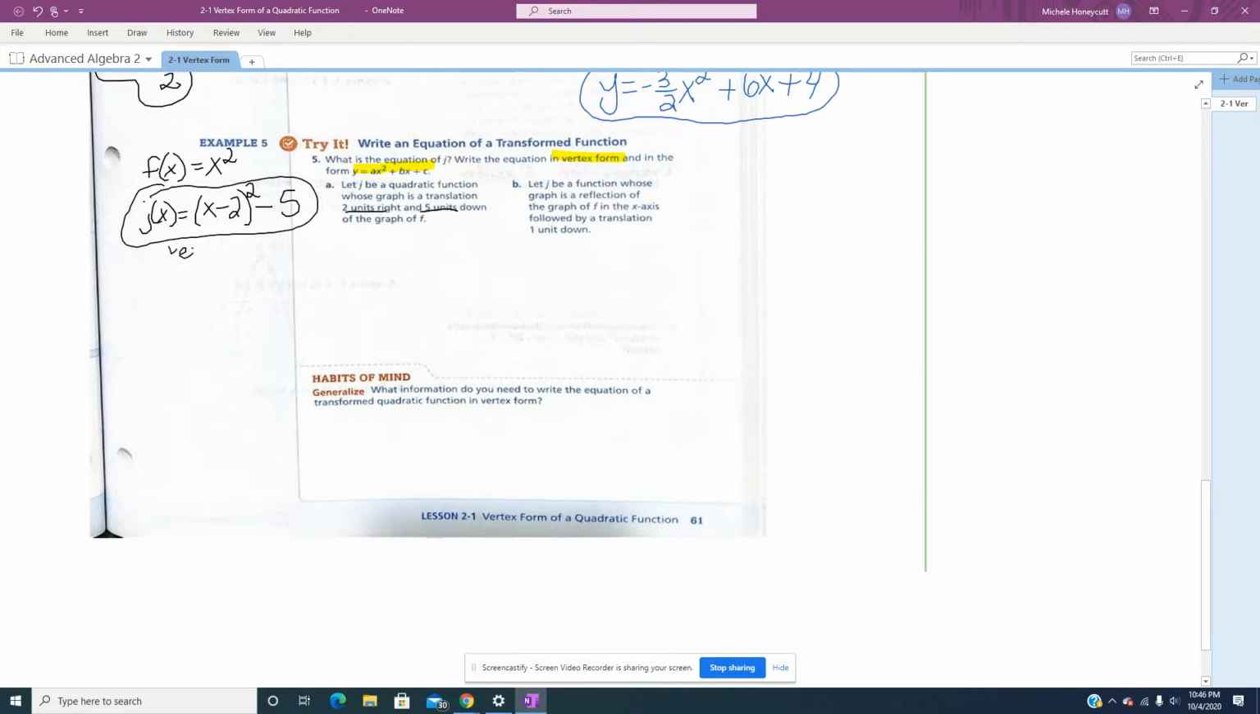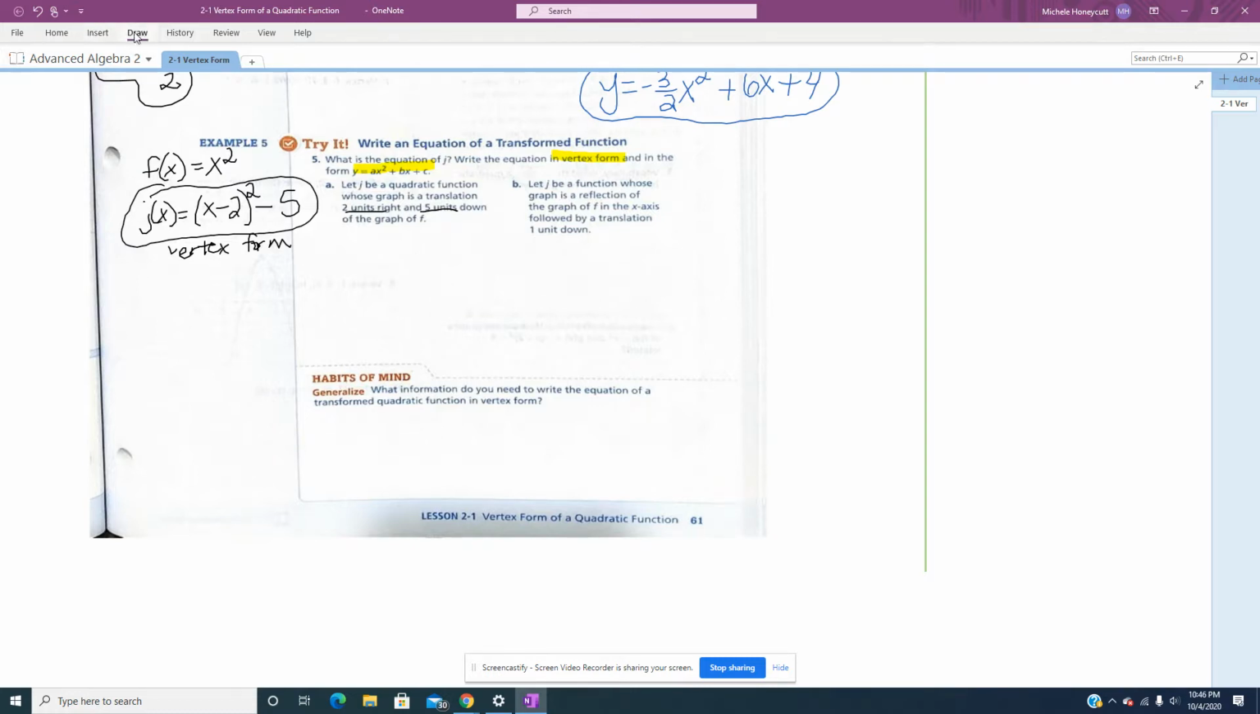We'll label it vertex. And again, it's in vertex form because you can see the vertex. The vertex would be positive 2, negative 5. Then it says write it in standard form. So that means I need to do some algebra.